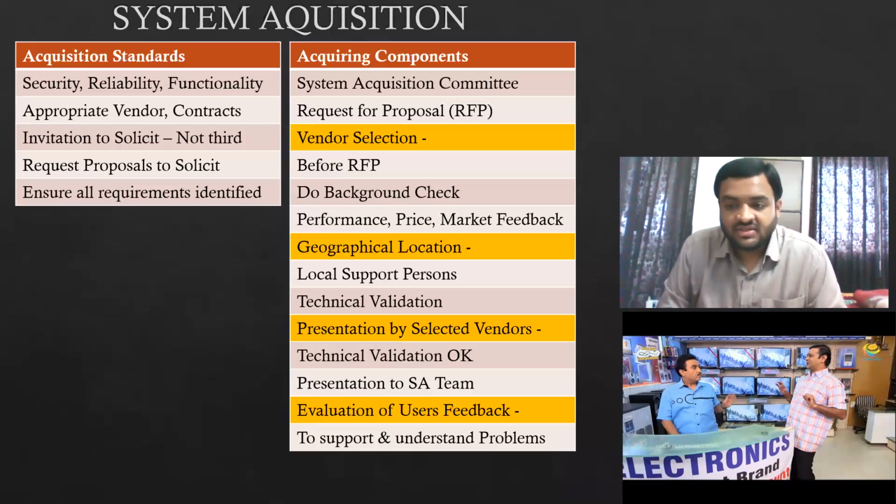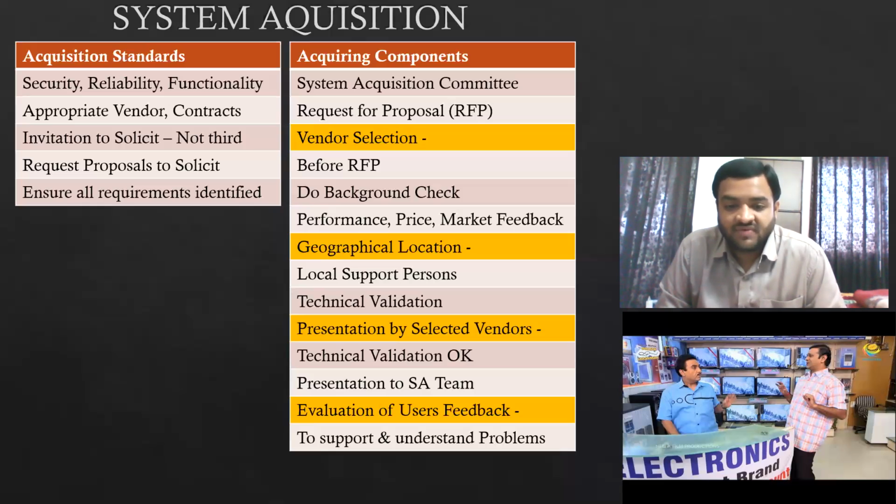After the technician has evaluated it in the shop, we will purchase the software and bring it into our organization, and once again our technicians, the system acquisition committee, will on its own do the technical validation. So we are going to cross check the technology twice, once in the shop and once in the organization. In the organization, who will do that? The system acquisition committee will do it. So that was the point related to geographical location.